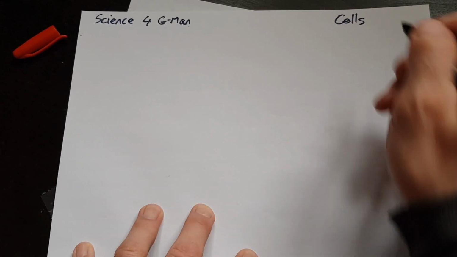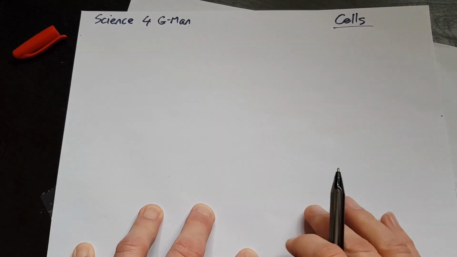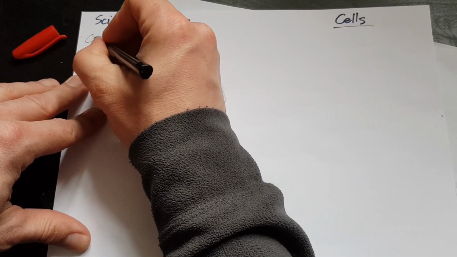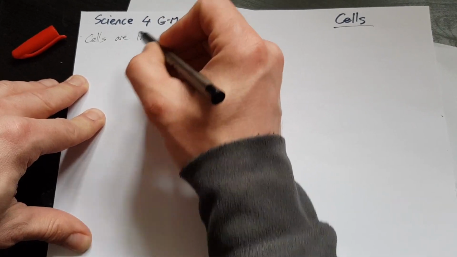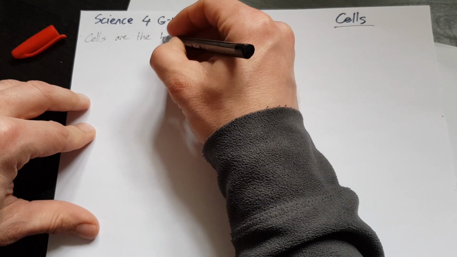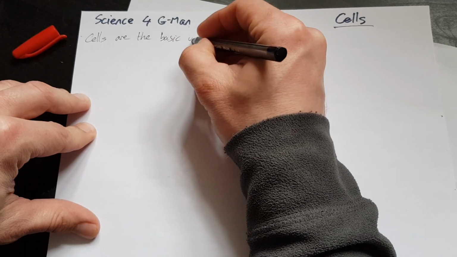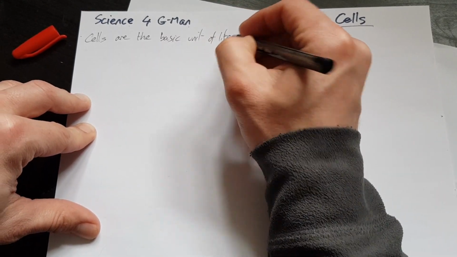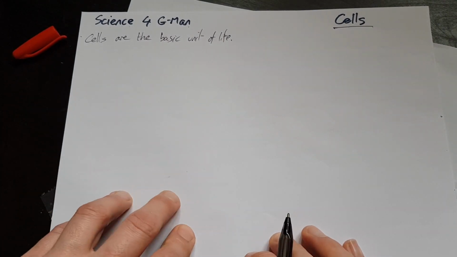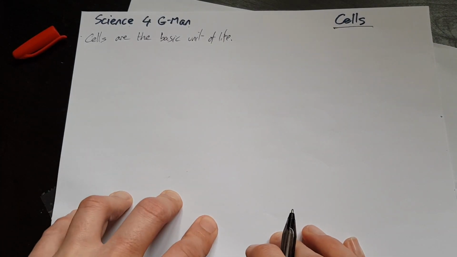Okay, a little bit more science for G-Man. Today it's cells. And cells are the basic unit of life. That means everything that is alive is made up of cells.